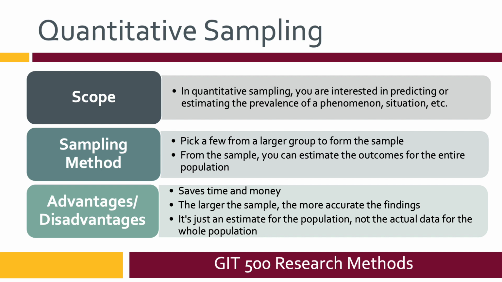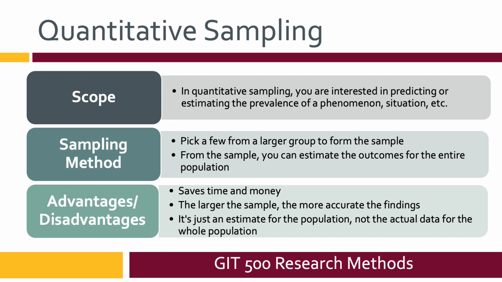In quantitative sampling, you're interested in predicting or estimating the prevalence of a phenomenon, a situation, or whatever. The sampling method is to pick a few or a smaller group from a larger group to form the sample. And then from that sample, you can estimate the outcomes for the entire population. Again, you can extrapolate what you find from that smaller group in the sample to the whole defined population. This saves time and money because if you were trying to find 150,000 graphic designers, it would take you forever and it would cost you a lot of money.